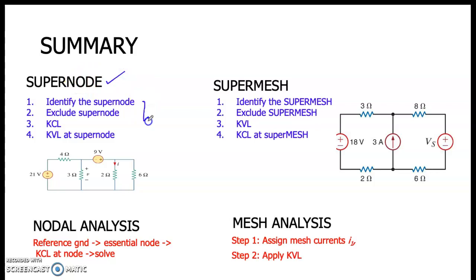Okay, so this is the summary. Supernode, these are the 4 steps. Where are the supernodes? This part. Supermesh, where is the supermesh part? Here, where you're going to exclude this one and make the big KVL. This one you're going to exclude this one and then make a big KCL from here until here. Okay, so when you do your nodal analysis, go to the reference ground. Remember, you need to be in essential node KCL and try to solve for mesh. You need to have the mesh current, the initial current, and then you apply your KVL.